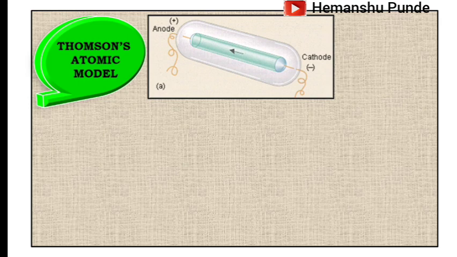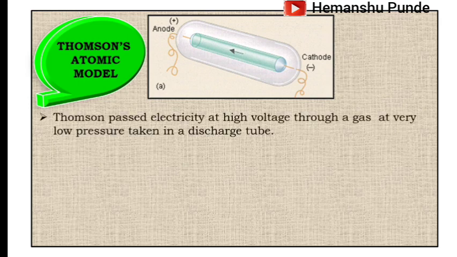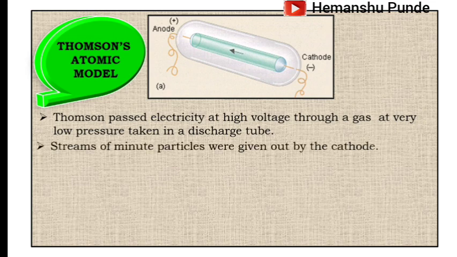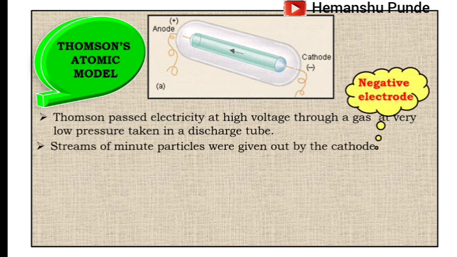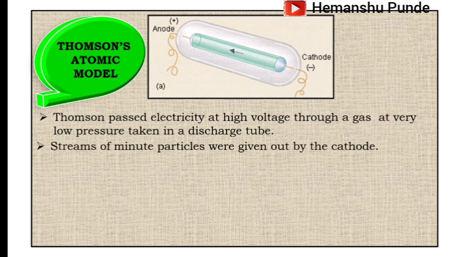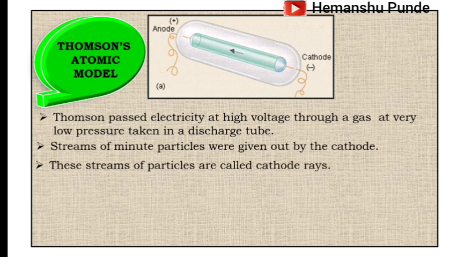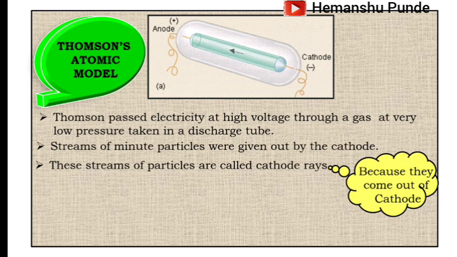So now we are looking at this figure. Thomson passed electricity at high voltage through a gas at very low pressure taken in this discharge tube. Streams of minute particles were given out by the cathode. Now look carefully at this figure. Cathode is negative and anode is positive. So cathode is a negative electrode. These streams of particles are called cathode rays because they come out of the cathode.